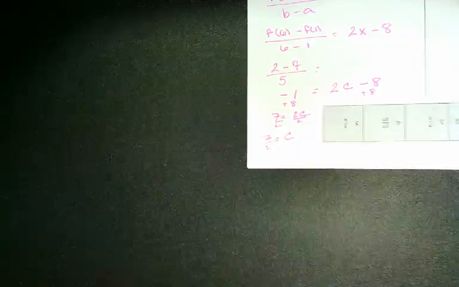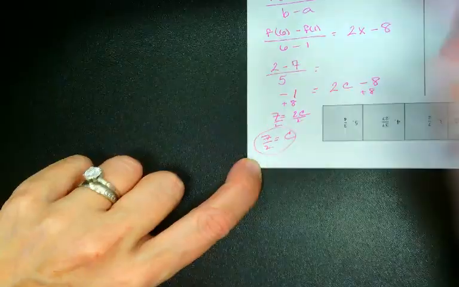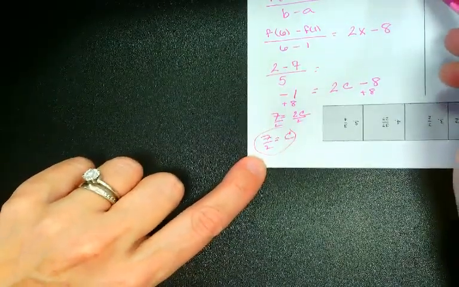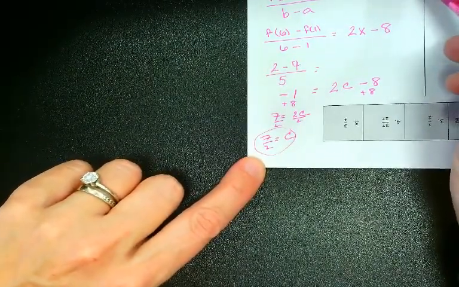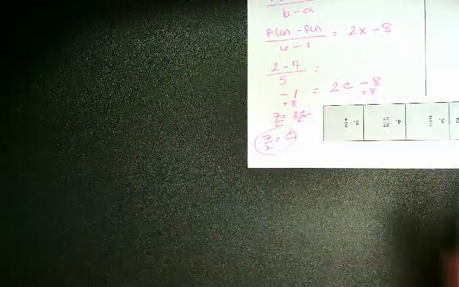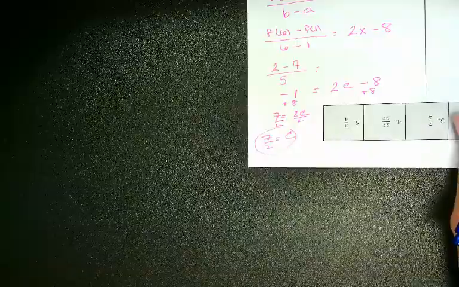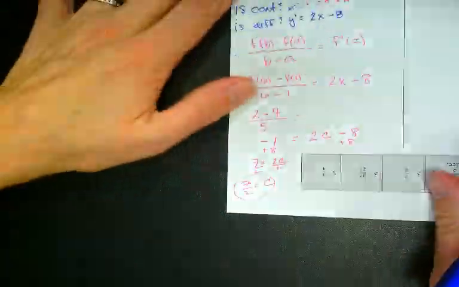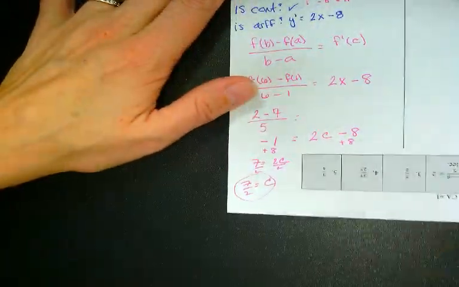Okay. Now here's the deal. Your answer has to fall inside the interval. Does 7/2 fall inside the interval 1 to 6? Yes. So I would say that's my answer. If it didn't fall inside the interval at all, then we're going to reject the answer.